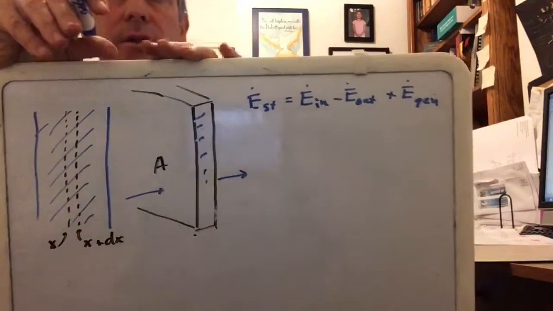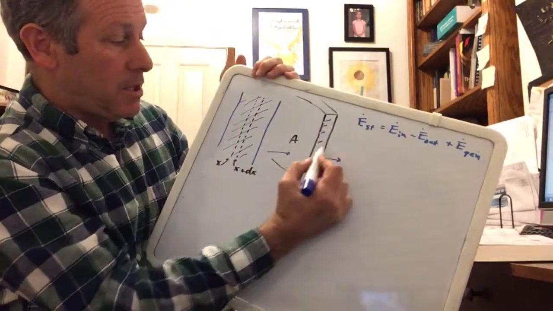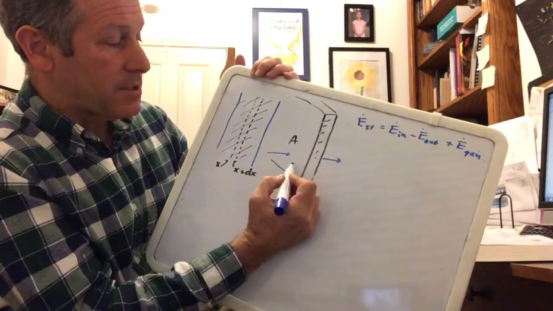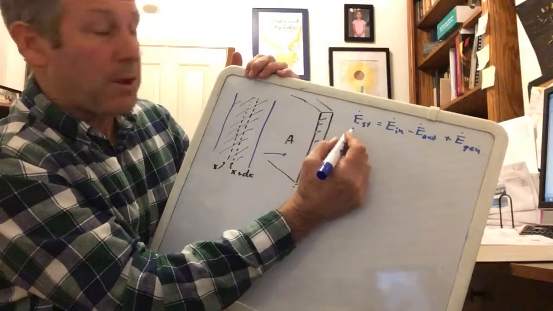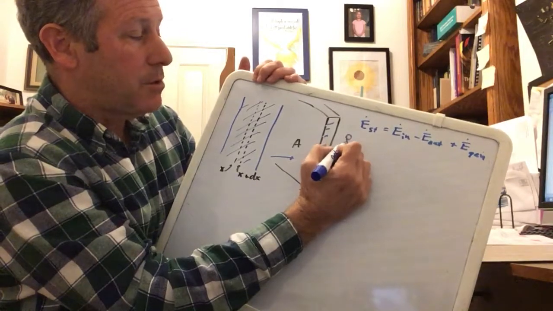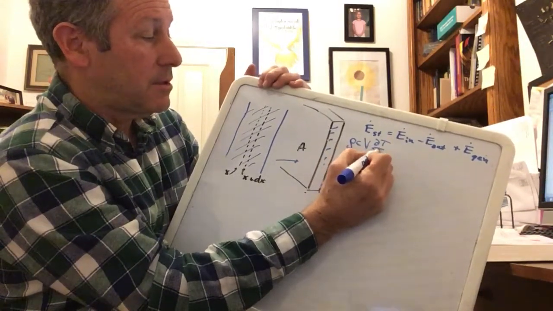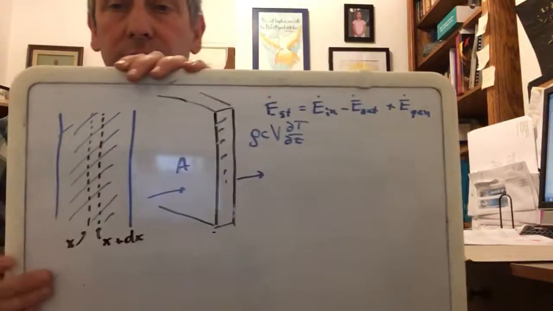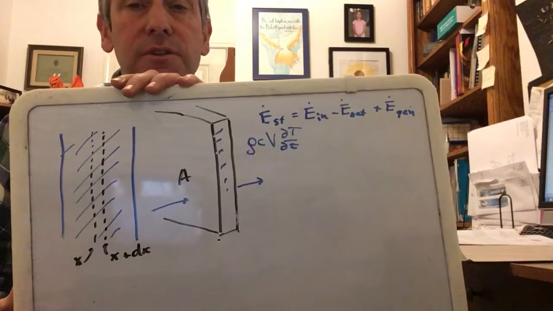So let's go ahead and go through this. For storage, it would be the volume of this times the density and its specific heat, and then both multiplied by the rate of change of temperature with respect to time. So that would be rho C V dT/dt. So that would be the rate of storage. And I did a partial derivative because temperature is changing with both time and position.